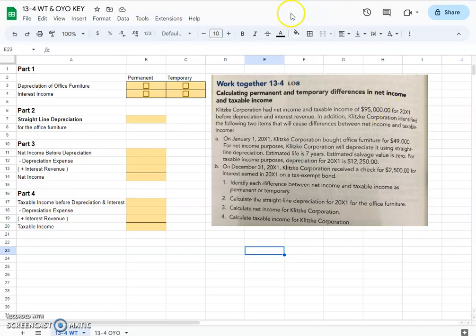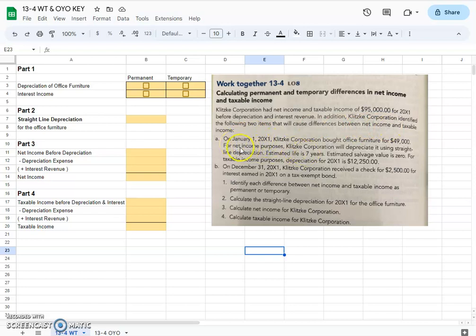Okay, so the first part here, we are calculating permanent and temporary differences in net income and taxable income. One is on our company's income statement, and the other would be on our tax return. They have net income and taxable income of $95,000 before depreciation and interest revenue. In addition, they have identified two items that will cause differences between net income and taxable income.